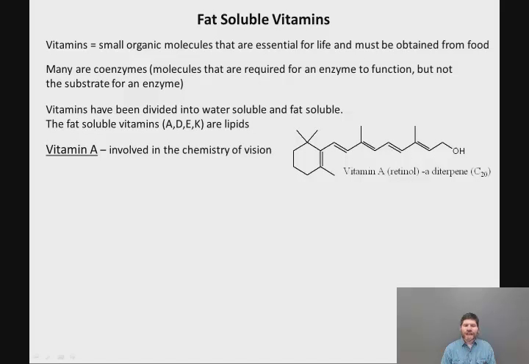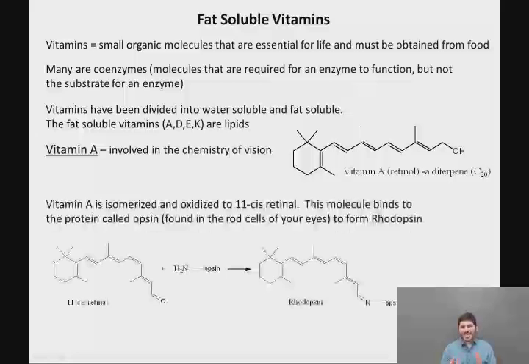So vitamin A is involved in the chemistry of vision. The structure of vitamin A is shown on the right side of your screen. It is also called retinol. And if you count the carbons, there are actually 20 of them. By this point, you should be able to recognize vitamin A as being a diterpene with the methyl groups and the branching that you need for a terpene structure.